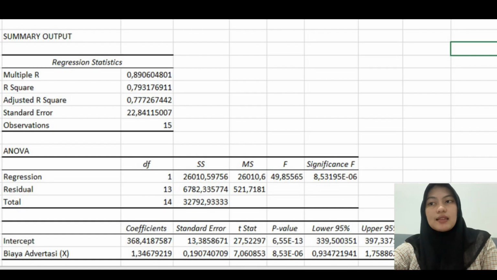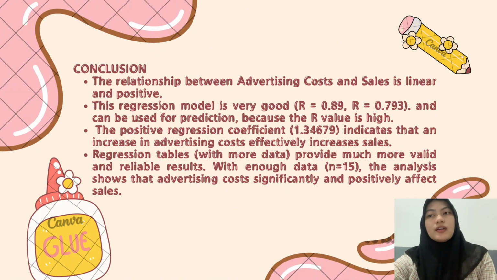The range of the estimated true value of the coefficient is at the 95% confidence level. Okay, for the final conclusion, the relationship between advertising costs and sales is linear and positive.